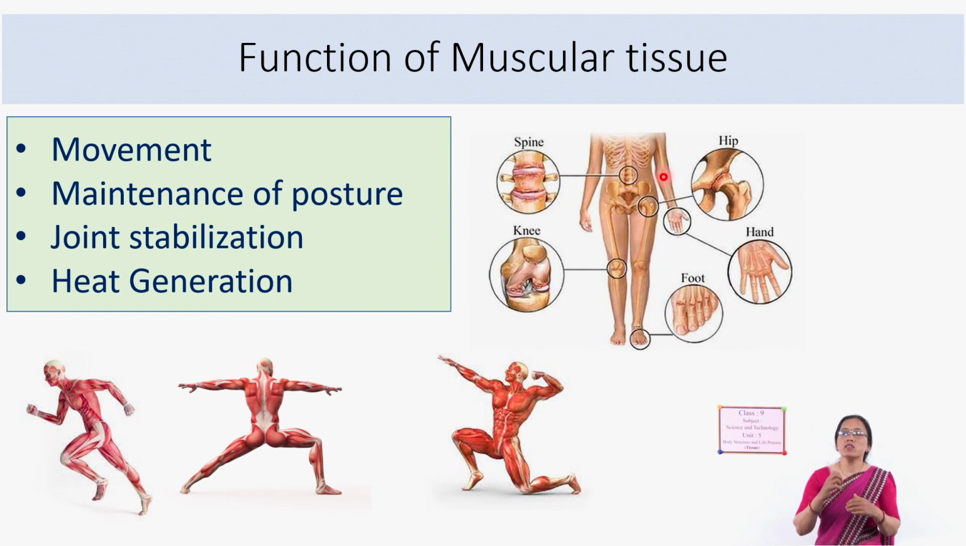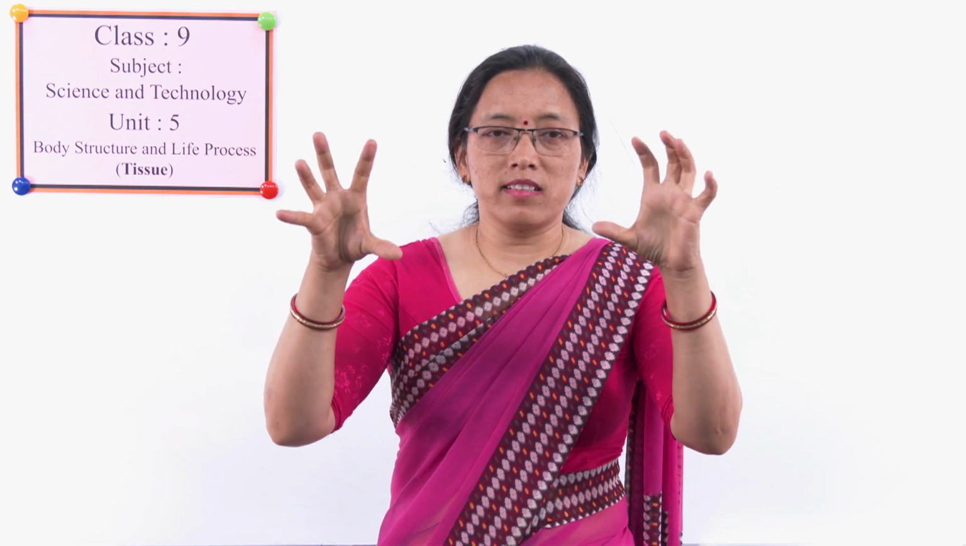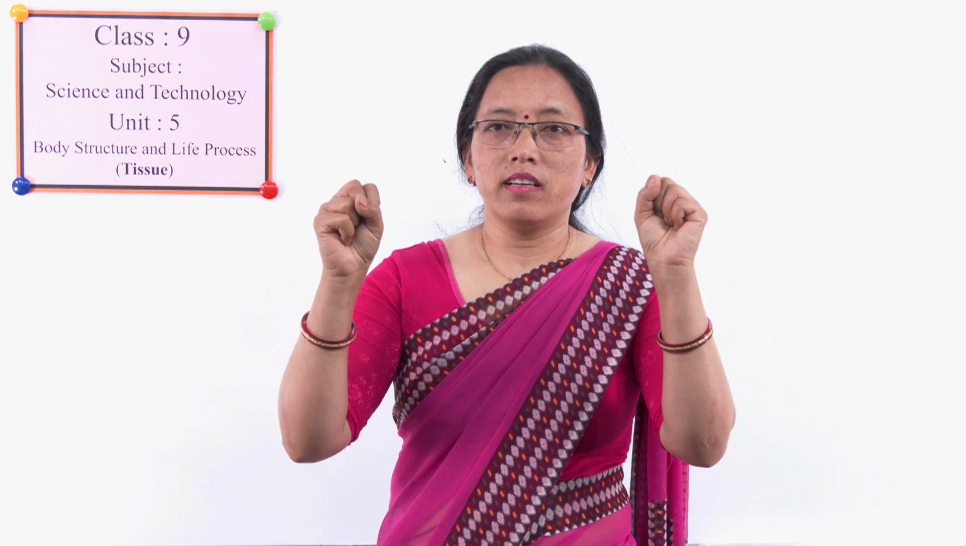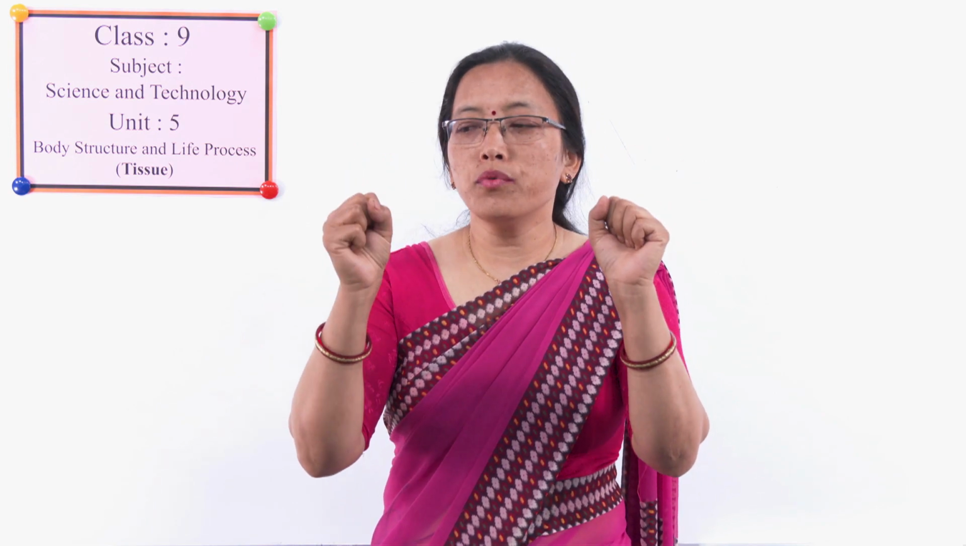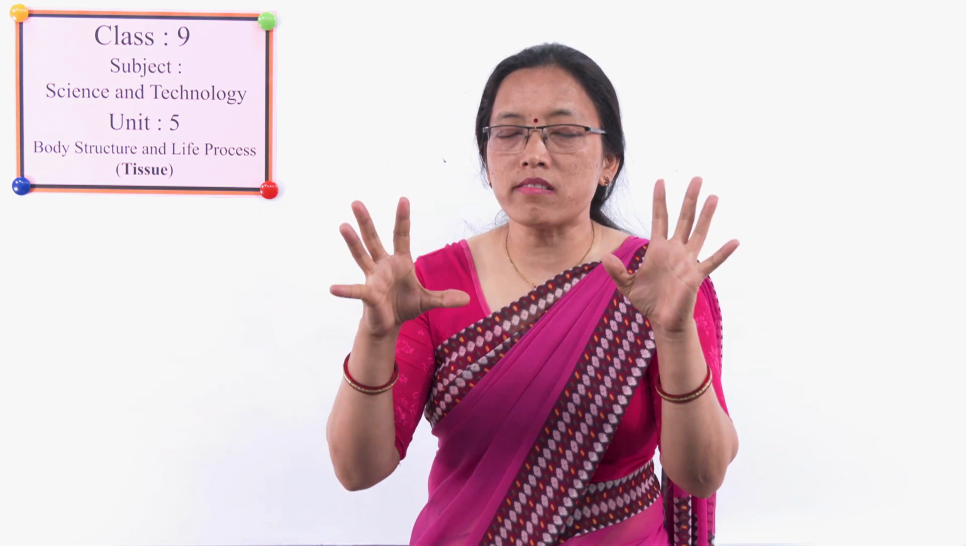Similarly, when there is contraction and relaxation in the muscular tissue, heat is produced in the body. And so, it also acts as a heat generating tissue. For example, when you move your hands or fingers like this, after some time your hand will become hot. Why? When you contract and relax your muscles, some heat energy is produced.